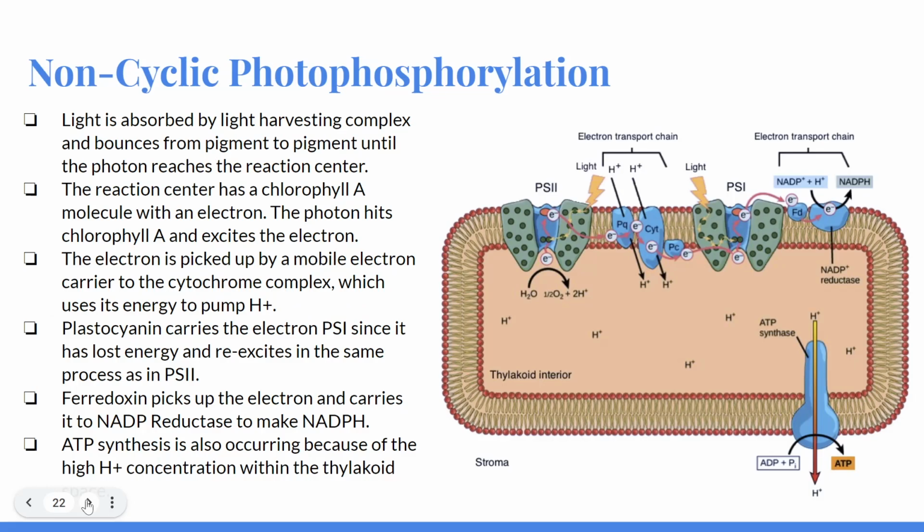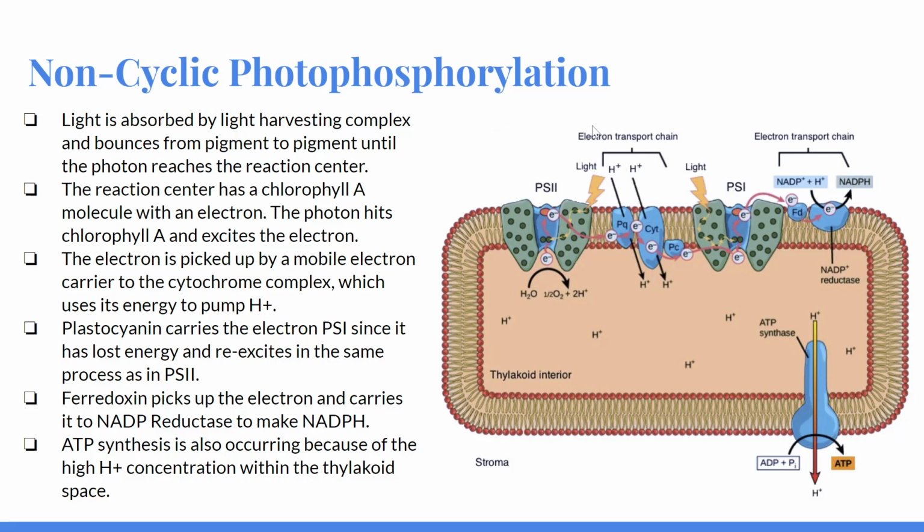So for non-cyclic photophosphorylation, this is going to be happening in the stroma. This is going to be happening in the thylakoid. I'm sorry. This is going to be happening in your chloroplast. I don't really think you have to know the in-depth details of this. But I had to learn it as an IB student, but I think my teachers made me learn unnecessary details.